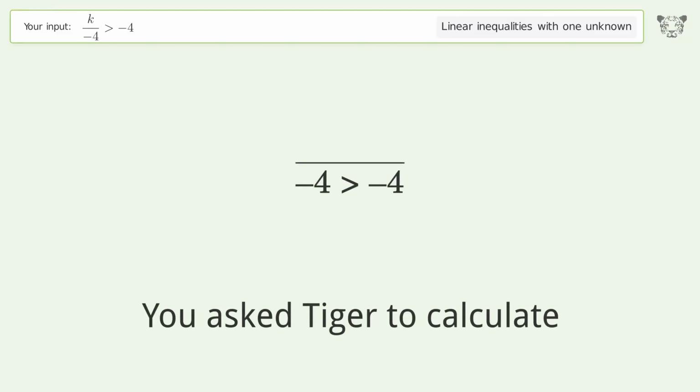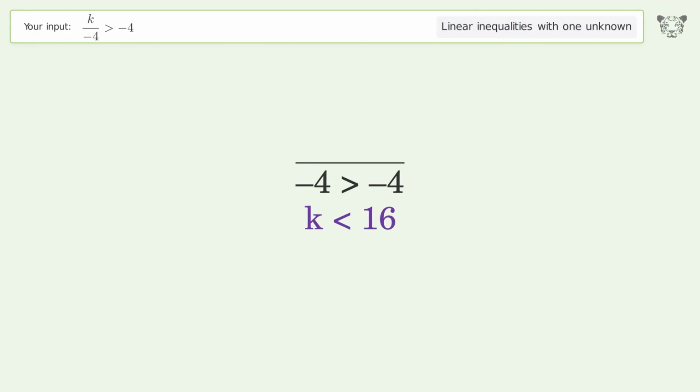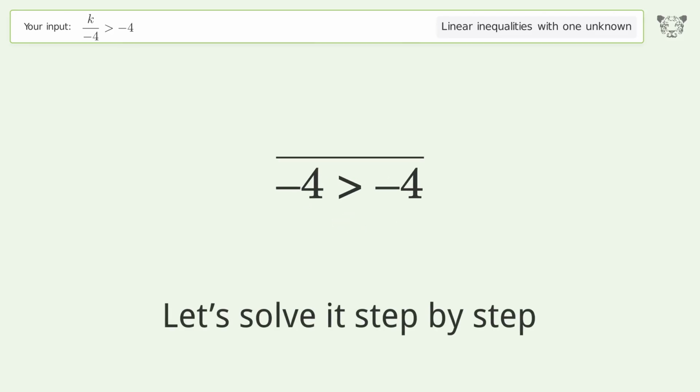You ask Tiger to calculate. This deals with linear inequalities with one unknown. The final result is k smaller than 16. Let's solve it step by step.